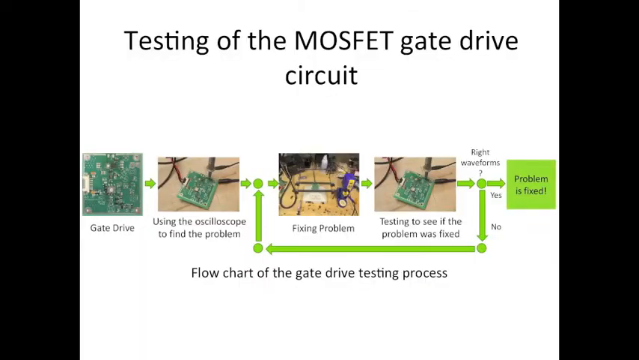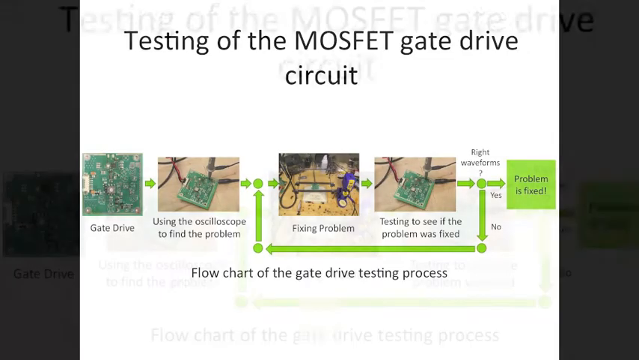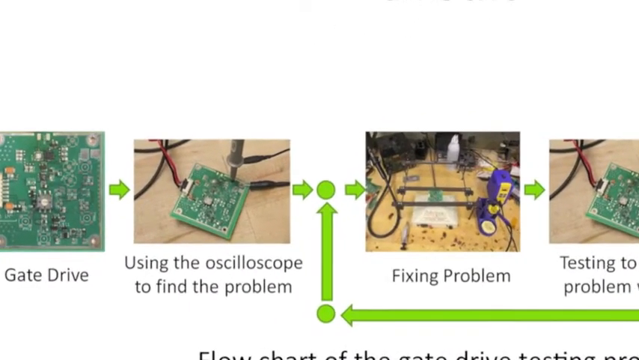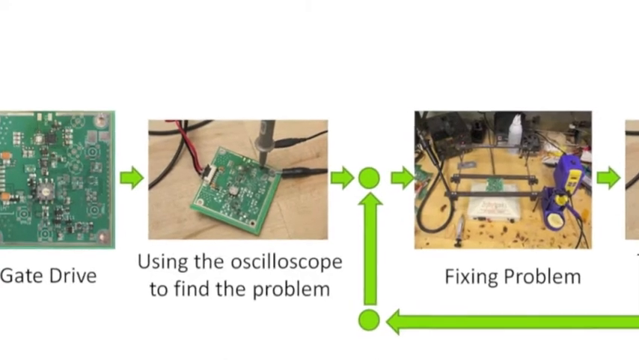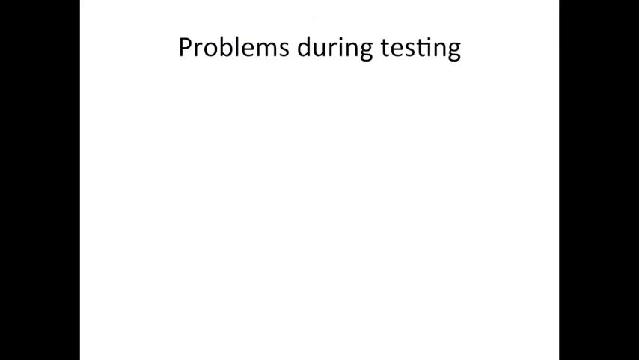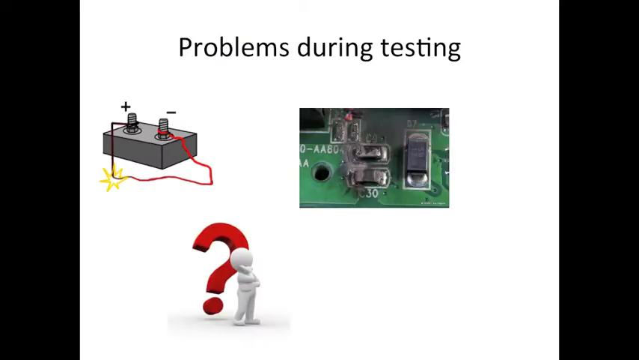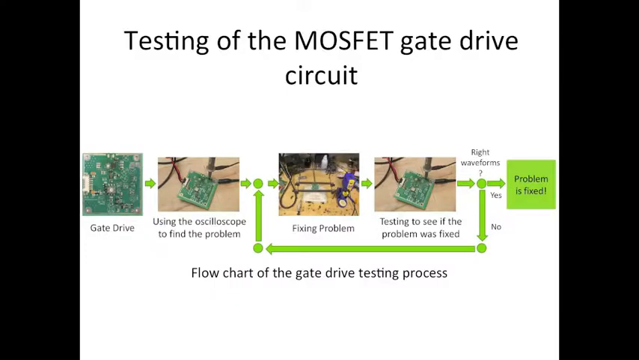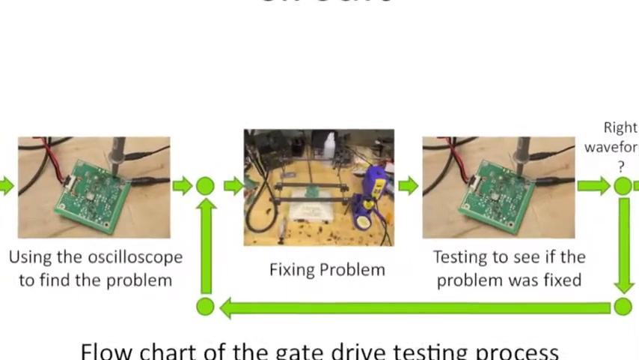Here is a flowchart that shows the procedure that I used to test, find the problem, and fix the gate drive circuit. First, I used the oscilloscope to study the signals at different points around the circuit. The following are the problems I found during testing: short circuits due to bad soldering, missing and/or damaged components, and components placed in the wrong position. The only way to fix those problems was by soldering. The following scene shows an example of the soldering process I did.